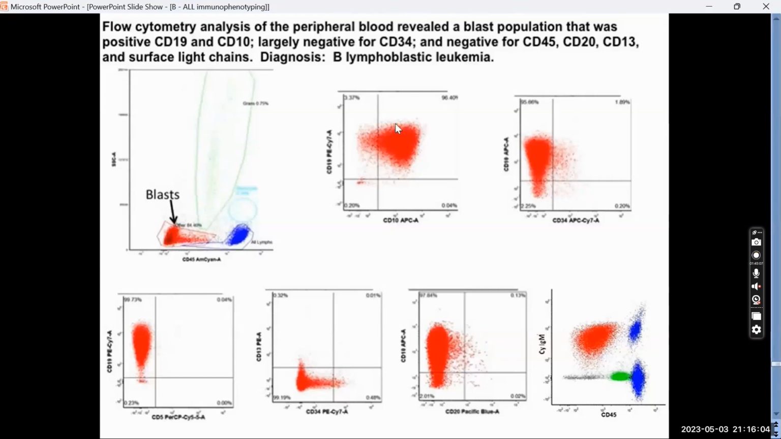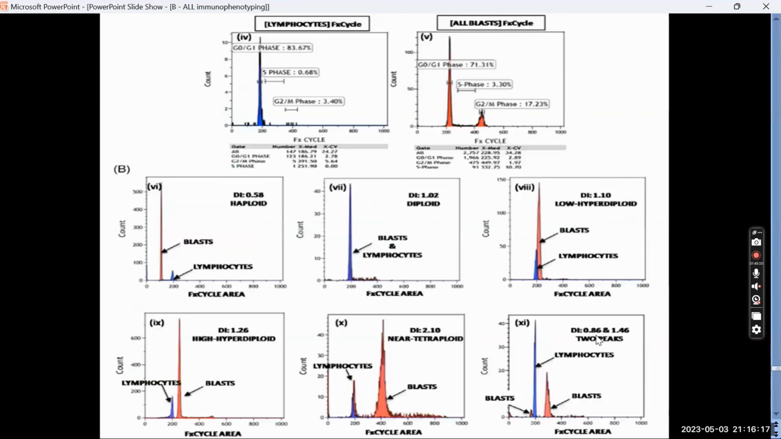Okay, CD10 is dim positive. CD19 is moderate positive. And it's cytoplasmic IgM positive. And this is definitely not pro-B or CALLA positive because IgM is expressed. So this is the pre-B area. Okay, so one more beautiful advantage of doing flow is you can also do ploidy analysis by flow cytometry.